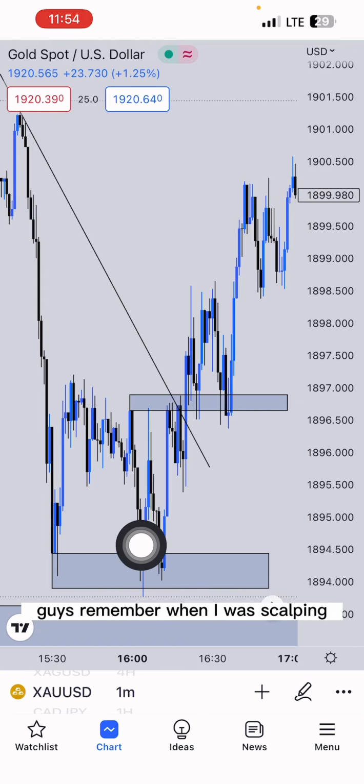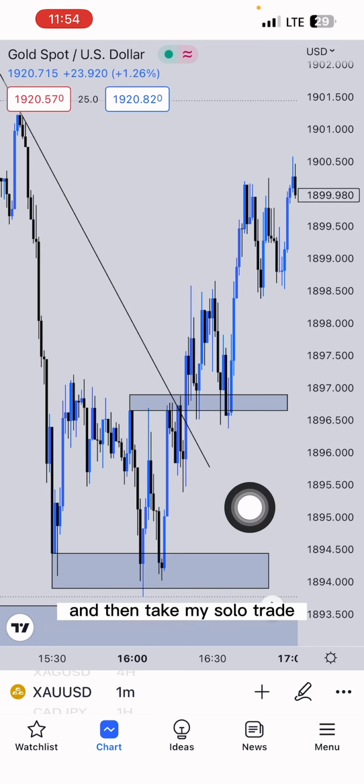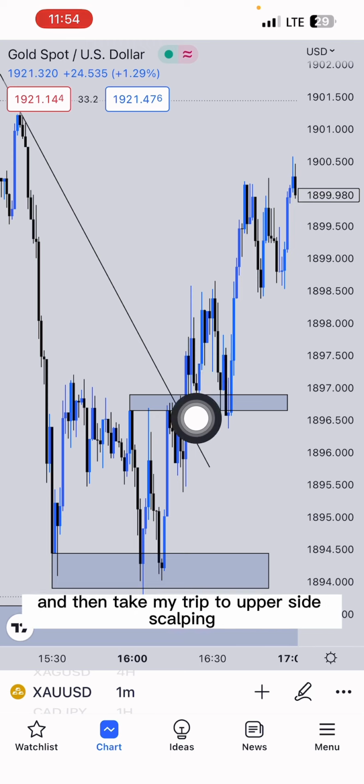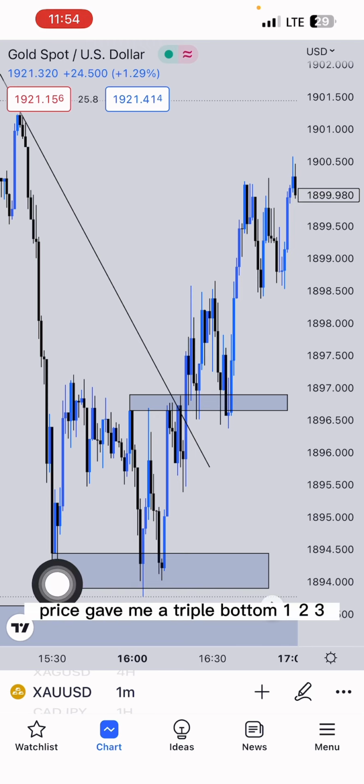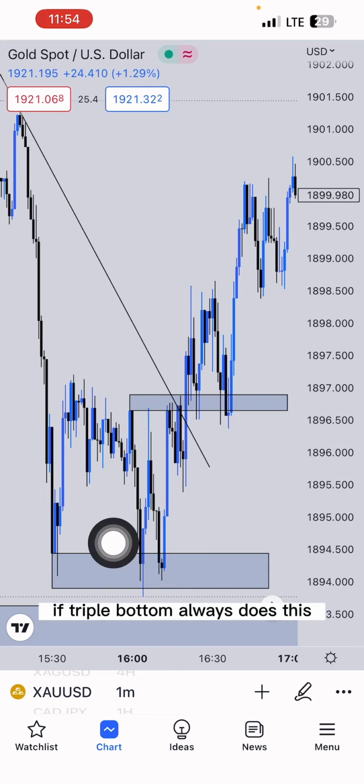Guys, remember when I was scalping, when price had not yet formed this, I was either waiting for price to bounce off here and then take my sell trade, or I was waiting for price to break my trend line and then take my trade to the upper side, scalping. But guys, look, price gave me a triple bottom, 1, 2, 3. I didn't even think again. A triple bottom always does this.